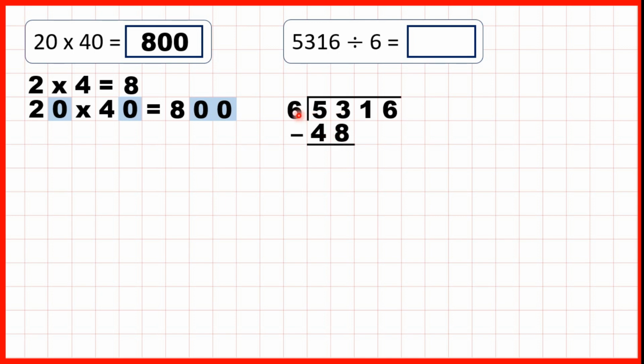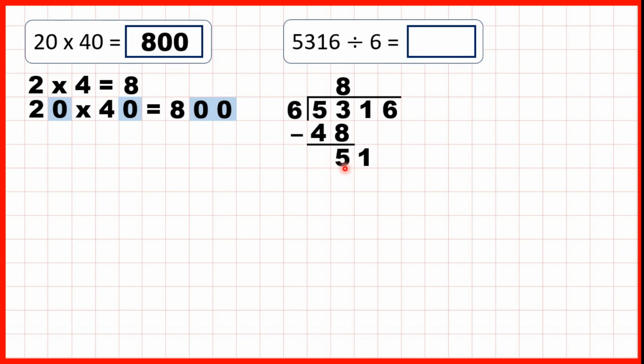48 is the closest multiple of 6 we can get to 53, which is still less than 53. And because 6 times 8 is 48, we can write 8 in our answer line. Now we subtract, and 53 minus 48 is 5, and we bring down the 1. So we have 51 divided by 6.